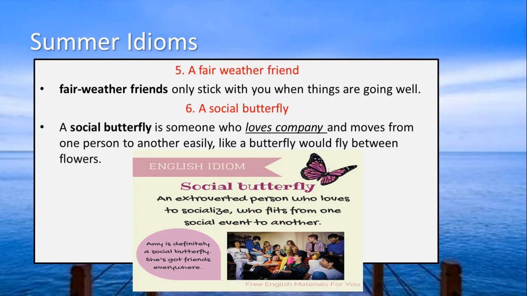Number 6, I love this one. A social butterfly. I personally am a social butterfly. What do we mean when we tell somebody you're a social butterfly? As we know, butterflies gather around flowers, they go from one flower to another, so I think you can guess the meaning of social butterfly. It's used to describe somebody who just loves the company of others, loves socializing, being around people, and it's so easy for him to go from one person to another.